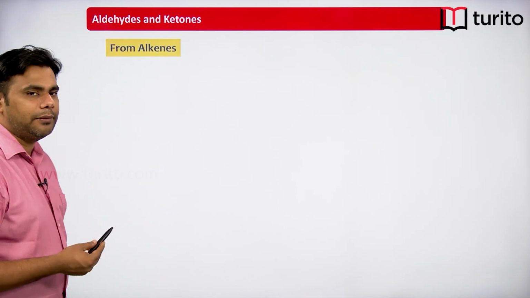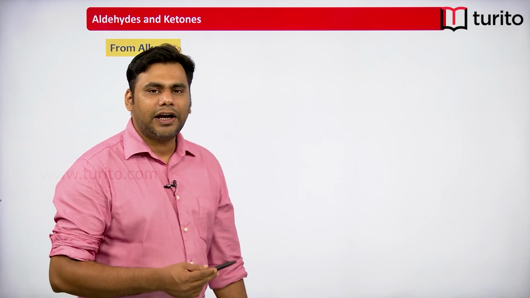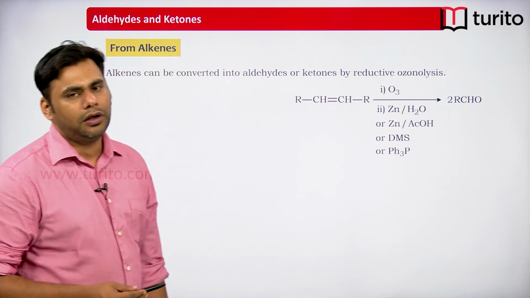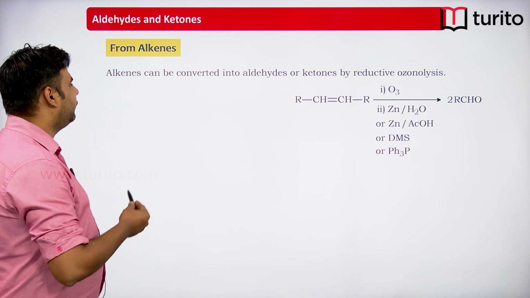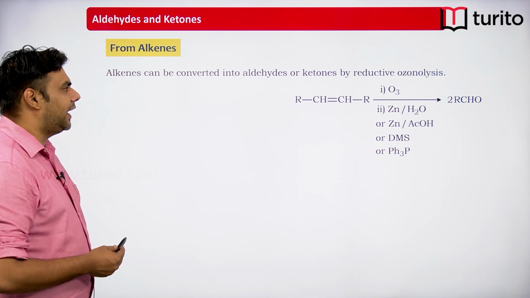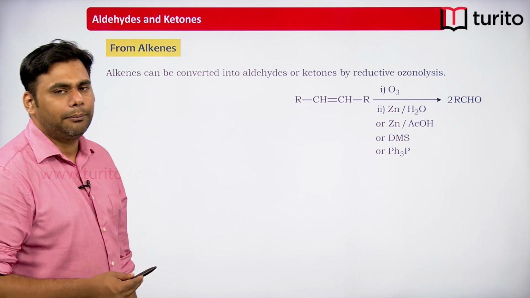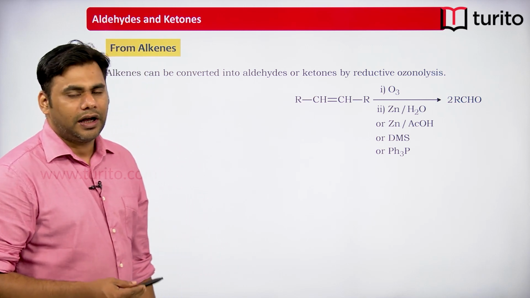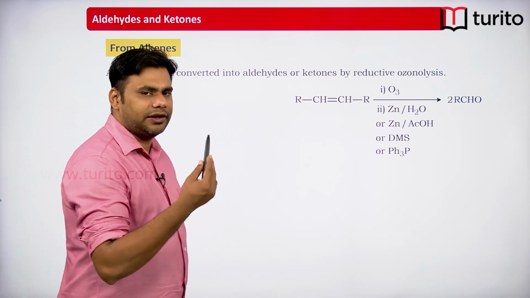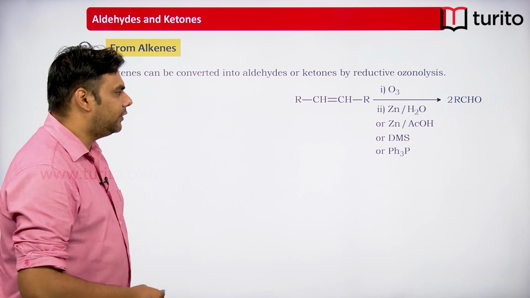The next preparation is from alkene. We know that we can prepare an aldehyde or ketone from an alkene through an ozonolysis reaction. So we say that alkenes can be converted directly into aldehydes or ketones by reductive ozonolysis. I hope you remember this particular reaction. You might have done this reaction in your 11th class.